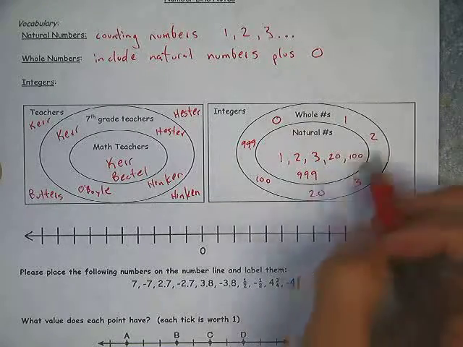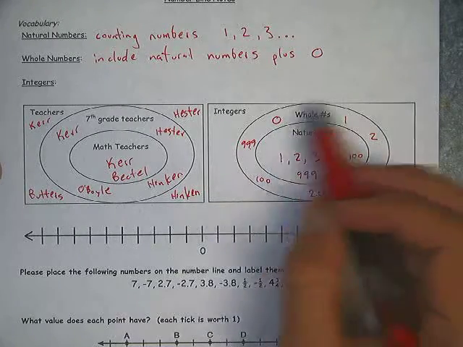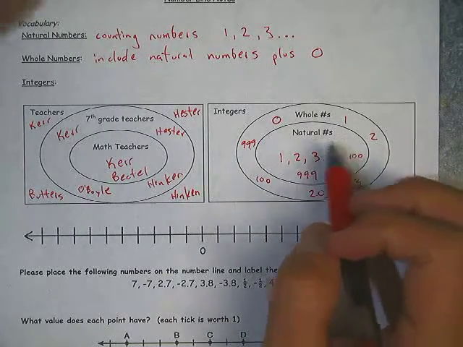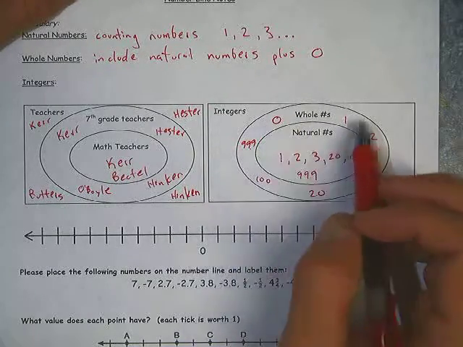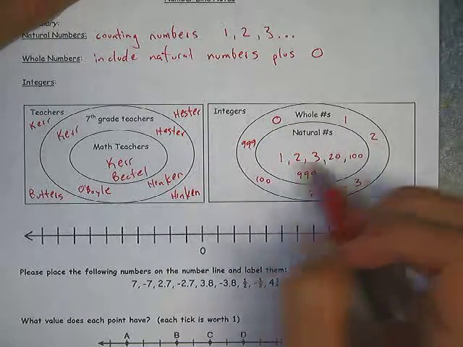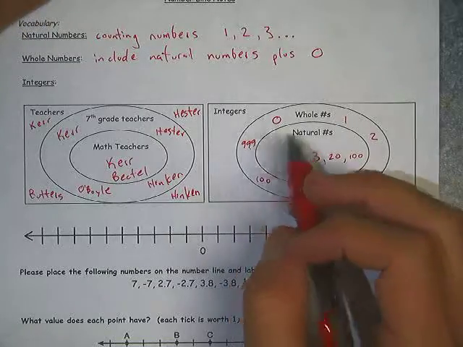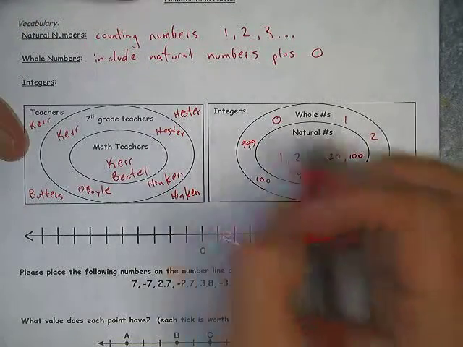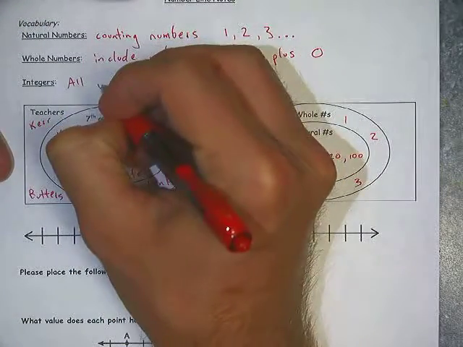And so we can put 0 out here. So all of these numbers go in both circles because they're included in both categories, but 0 only goes in the whole numbers. Okay, it's not a natural number. So 0 is a whole number. All the rest of them are shared.